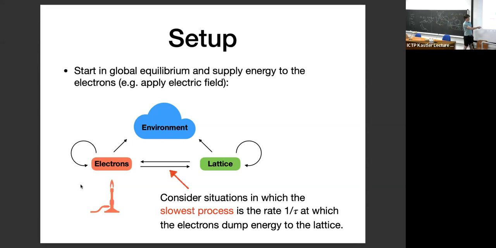And I'm going to consider a situation where this step is slow compared to this step, okay? So what that means is that if you perturb the electrons, they quickly reach an electronic thermal equilibrium, but they're not in equilibrium with the lattice. And then there's a slower process where the electrons thermalize with the lattice. That should be very reasonable in these incoherent metals, where the electron interactions are very, very strong, right? If you believe that the Hubbard model is the underlying essential physics of the cuprates, that means you believe that electronic interactions happen much faster than the interactions with the lattice.